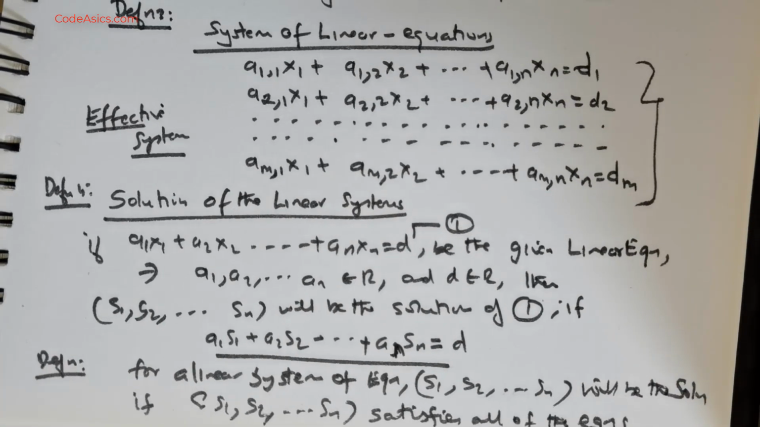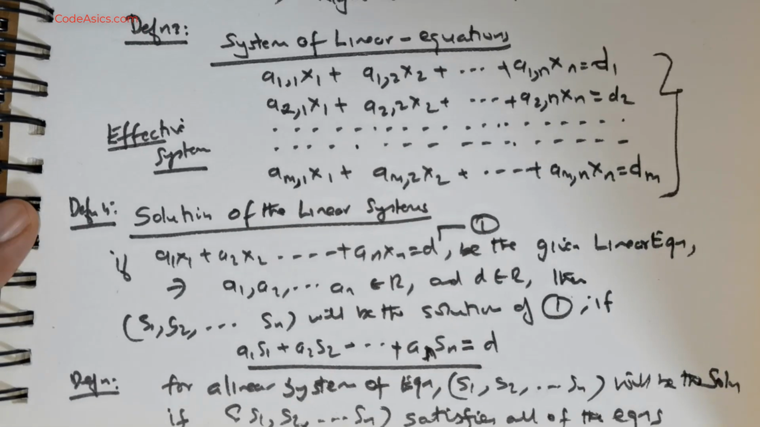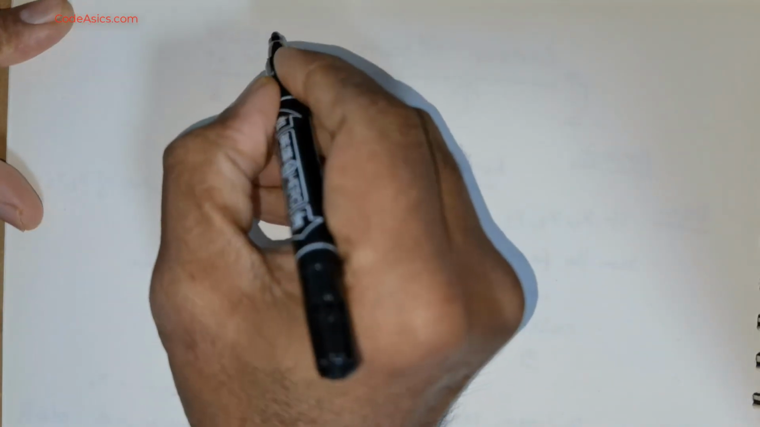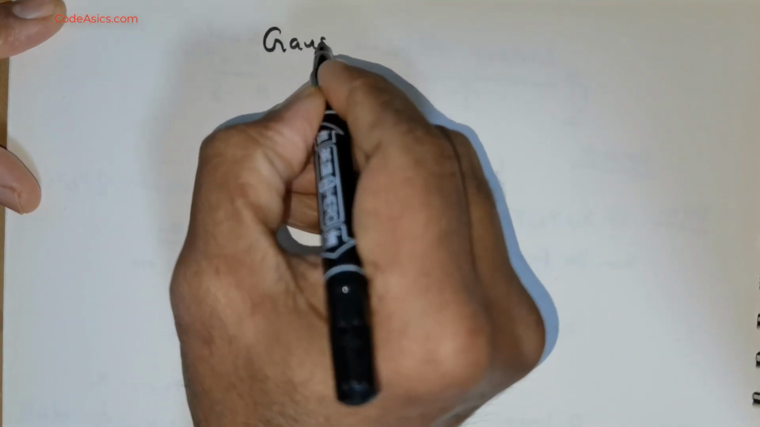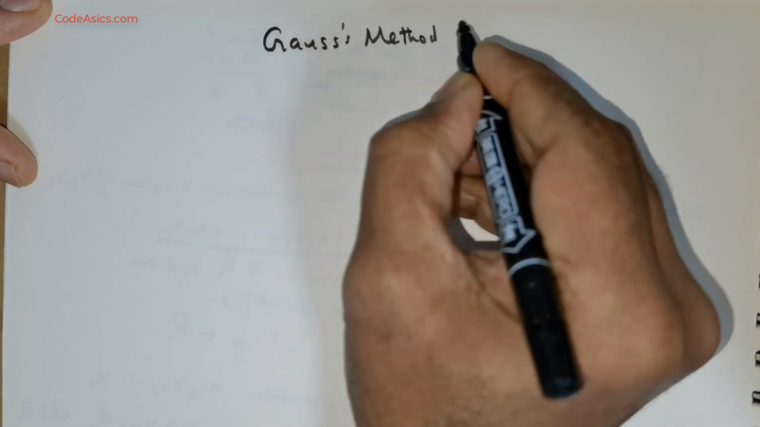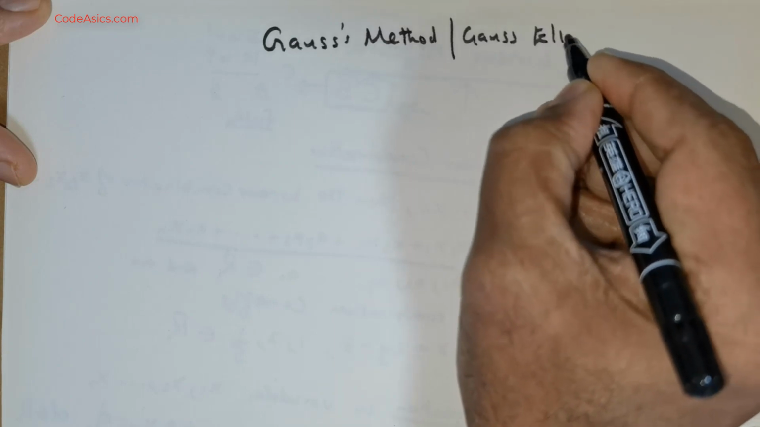Now, having given you this, let's head on to problem solving. The next thing is going to be problem solving. So let me move on to the next page. Now I'm going to teach you what is called the Gauss method. You either call it the Gauss method or Gauss elimination.